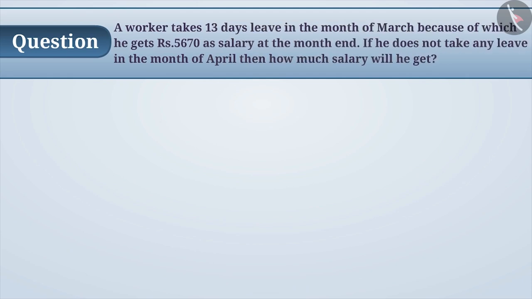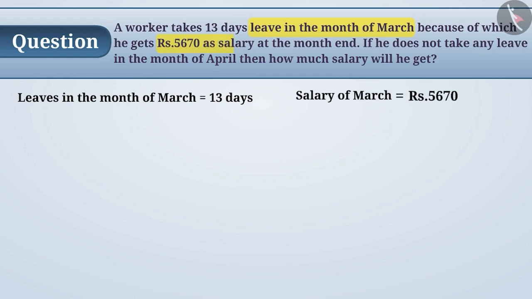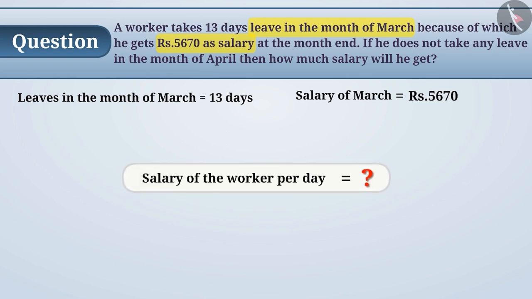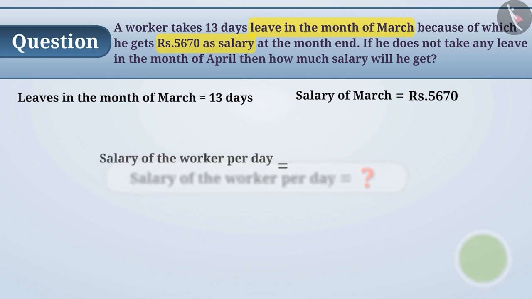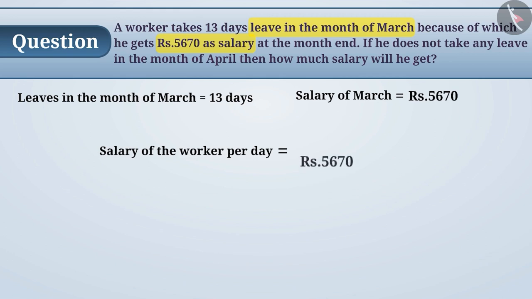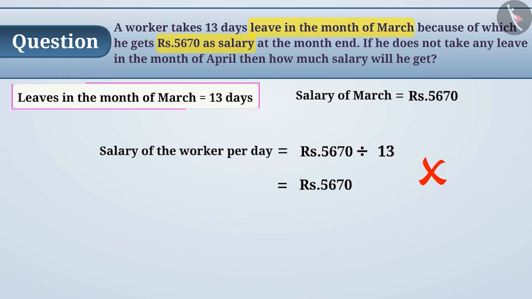Let's solve it. In the example, it is given that the worker takes 13 days leave in the month of March. Due to this, he gets ₹5,670 as salary. Can you tell how we will find out his salary per day? Think for a while. Let me tell you. Here, it will be incorrect to divide 5,670 by 13 because the salary is given according to his working days. The salary of 13 days is deducted because he is on leave.